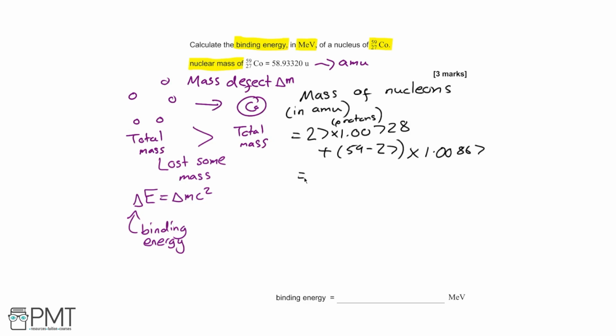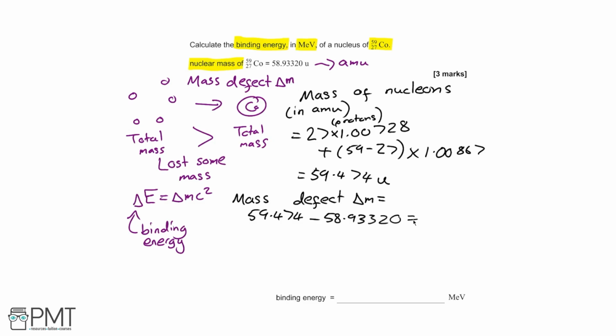And so that is given by 59.474. Remember that this is in the atomic mass unit, so I'll write U afterwards. Now we calculate the mass defect, the difference between the mass of all the nucleons before and the nucleus formed. So that's equal to 59.474 minus the nuclear mass of cobalt. So that's 58.93320, which gives us 0.5408 in U.